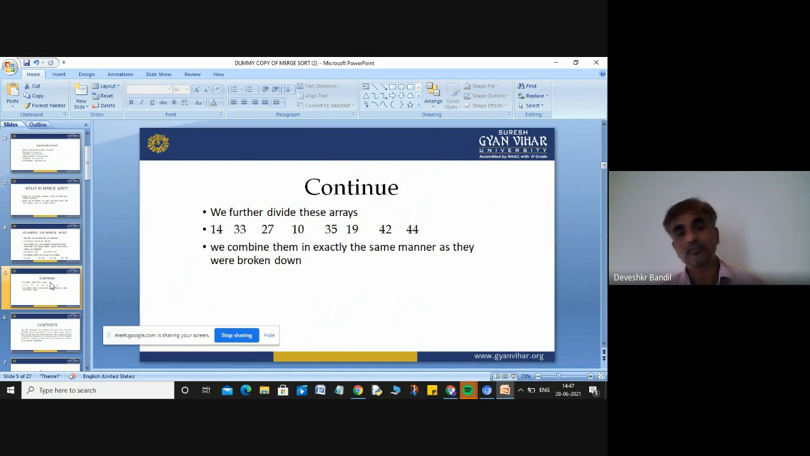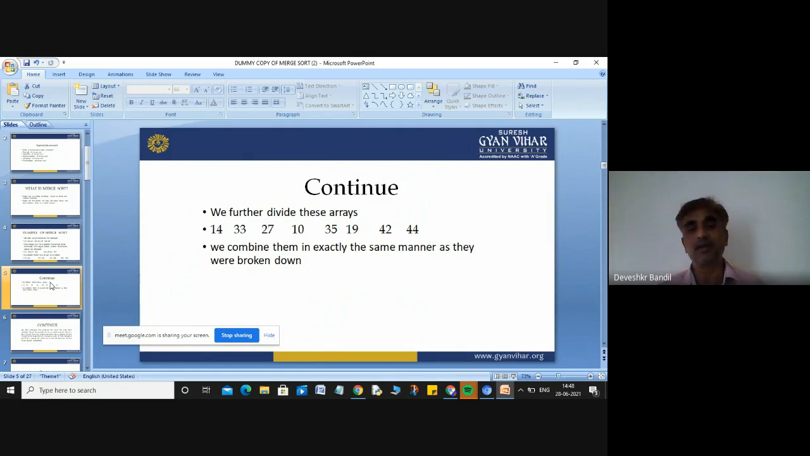Okay, and after that you will combine. So 10 will take the first value. After that, 27 will take the second. Sorry, first is 10, second is 14, third is 27, and fourth is 33.